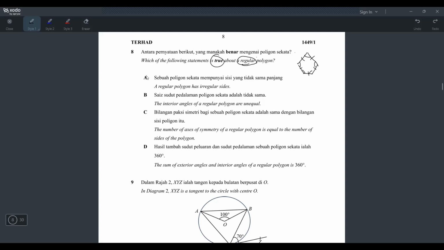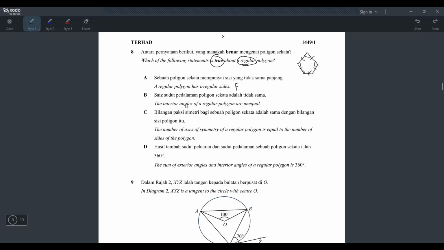Because they ask which one is true. So A, they say a regular polygon has irregular sides. Sebuah polygon sekata mempunyai sisi yang tak sama panjang. This is wrong. This is false. Because if I say polygon sekata, it means dia kena sama panjang. Regular means having the same sides, right? It means same length, sama panjang. So A is not true.